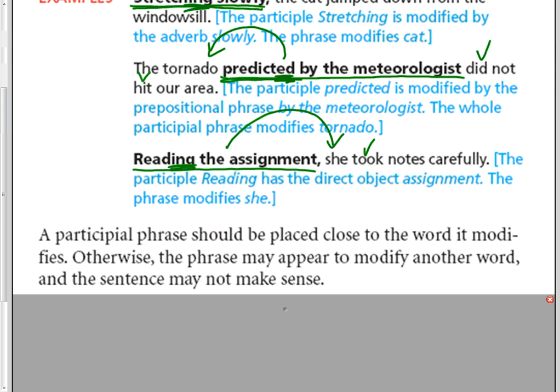A participial phrase should be placed close to the word that it modifies. Otherwise, the phrase may appear to modify another word, and the sentence may not make sense.